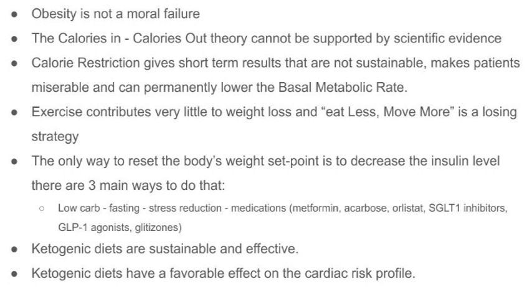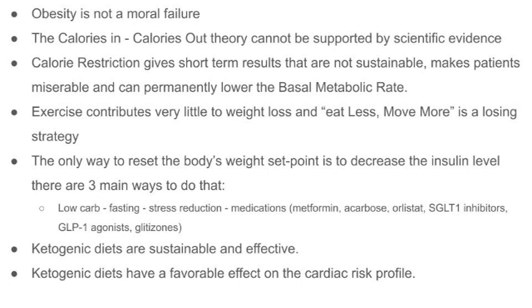Low carb, fasting, which will be another lecture if you want it, okay? I didn't have time to fit the fasting in. And the other thing is you can use medications. They're not very effective, but these are the medications you can use that will lower insulin, okay?